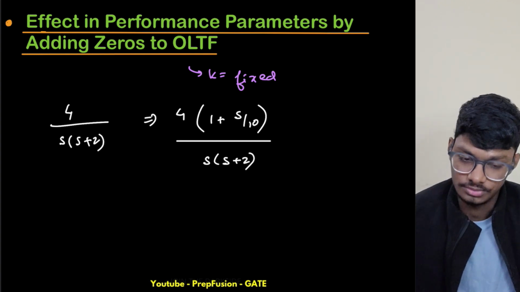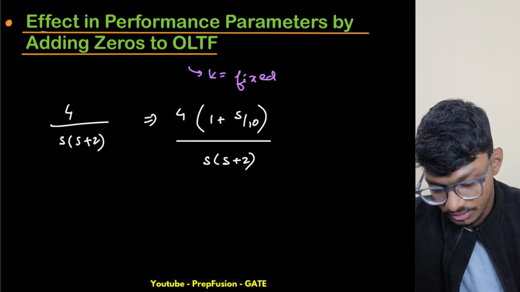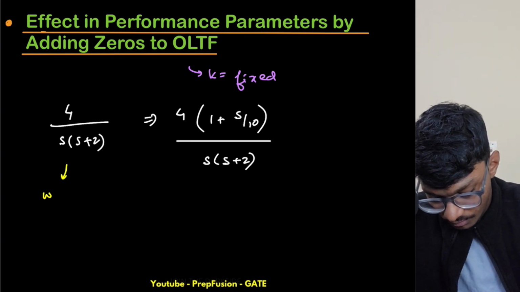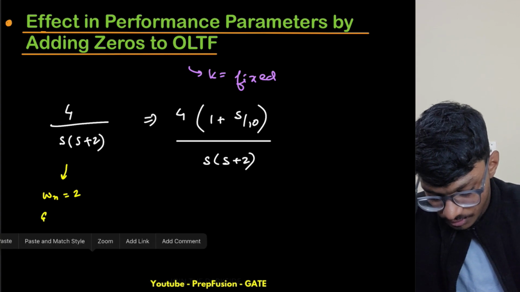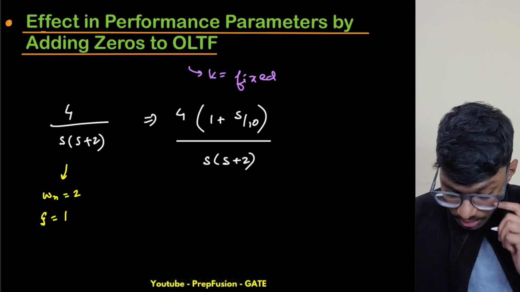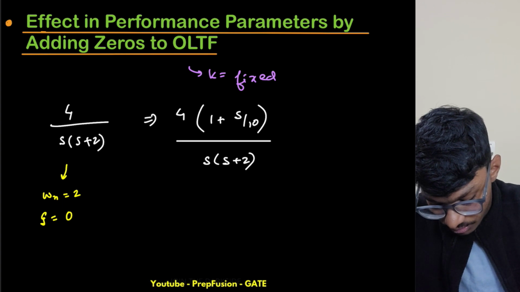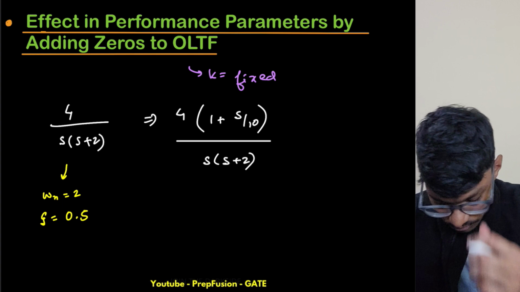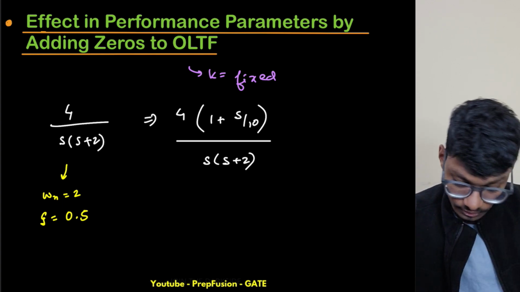This is still here, s into s plus 2. So for this, what was my omega n and zeta? Omega n was equal to 2, my zeta was equal to 1. Okay, sorry, zeta was equal to 0.5. Okay, for this zeta is 0.5.